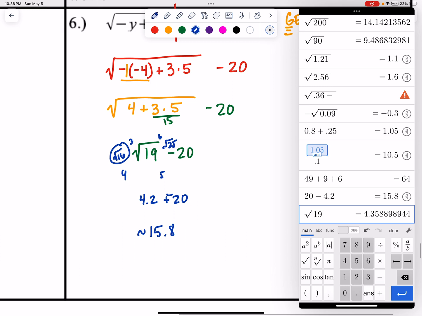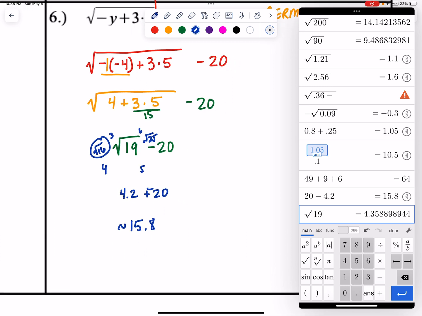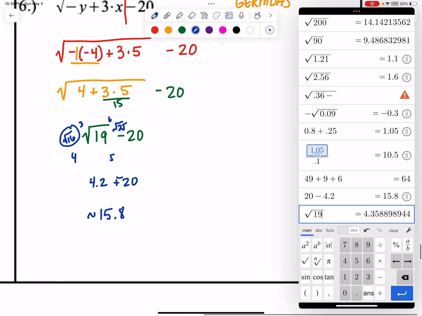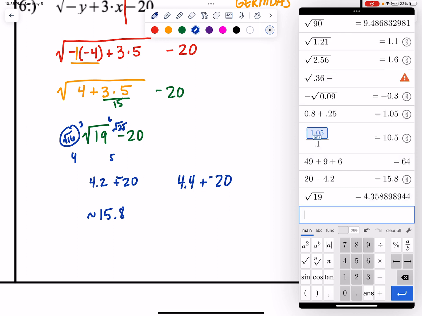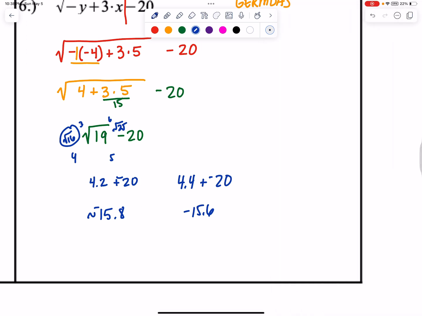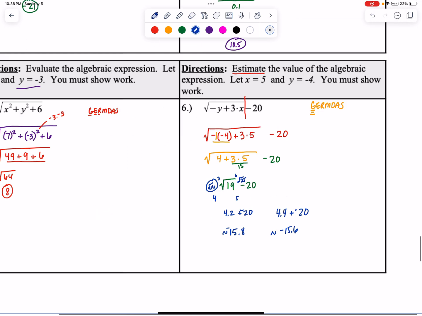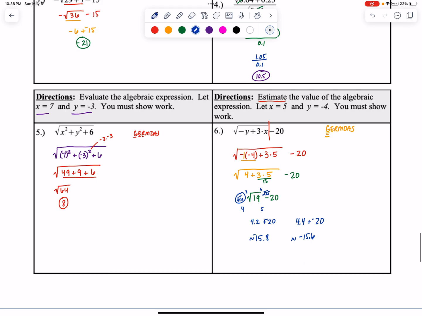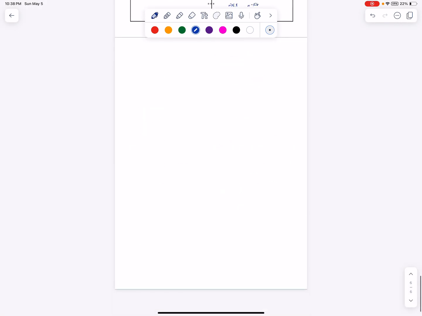Okay, all right. So another option would just be to do the square root of 19 if you had your calculator, and so you could write 4.4 plus the negative 20, and go ahead and do the 20 minus 4.4 and get the negative 15.6 instead. So make sure you have your negative there, and I would definitely do an approximate symbol there. Okay, all right, so that's how you would tackle something like that, and that's your module.